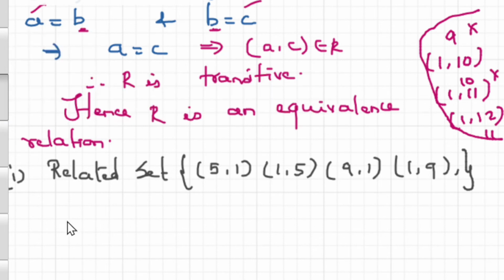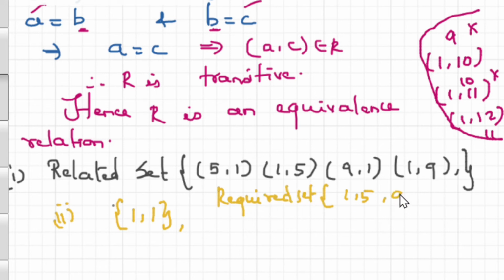And we'll have the second one. In the second one, A and B are equal sets. That is the second subdivision. Since it is related with 1, we know that it is 1 comma 1. This is the required set. The required set is 1 comma 5 comma 9. And in this, the required set is 1. Okay, this is our answer.